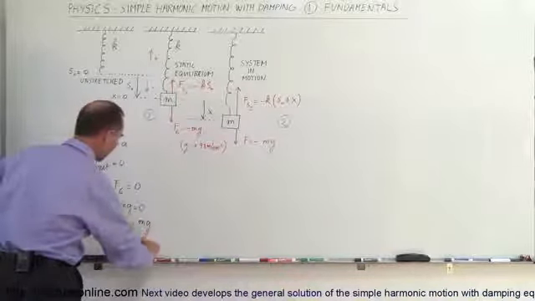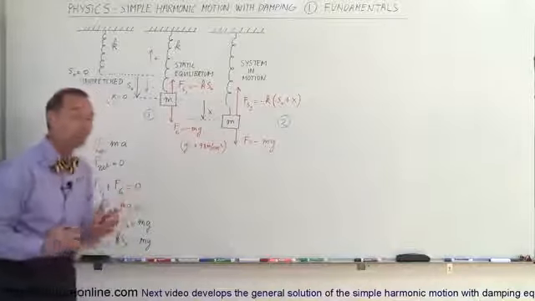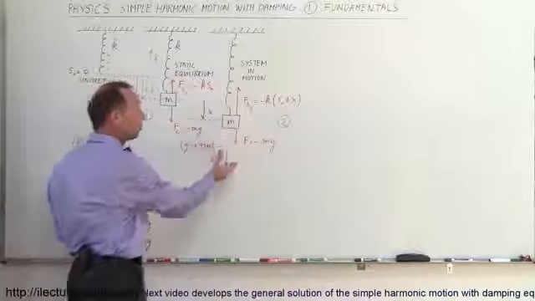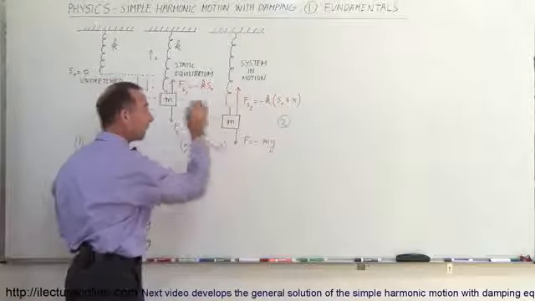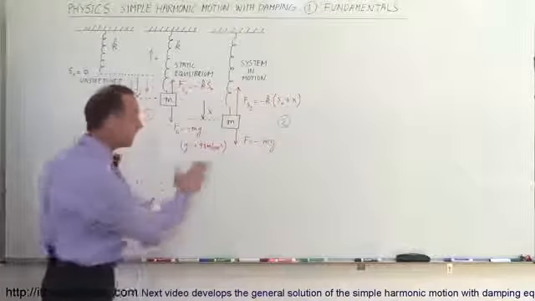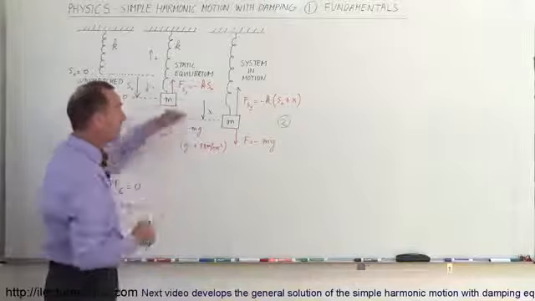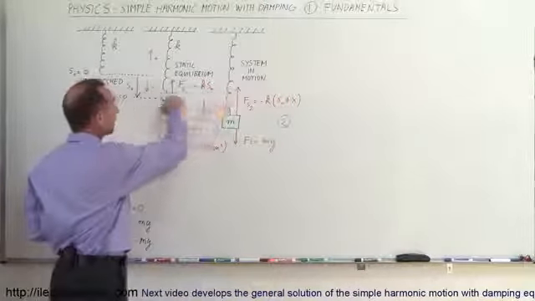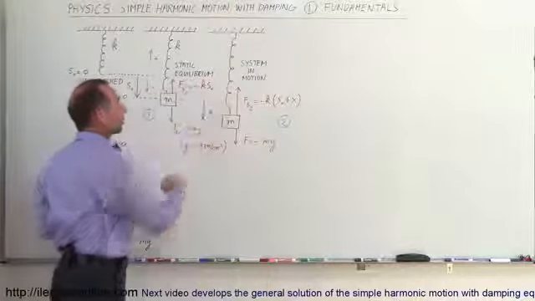Minus mg. There we go. All right, so that's the static situation. Now what happens when we pull on the mass and we let go and it starts oscillating back and forth, and we catch a snapshot of it being in this particular situation, a distance x below the equilibrium point. This is now considered the equilibrium point of the simple harmonic motion.